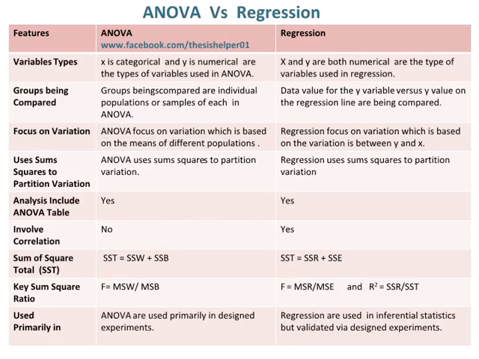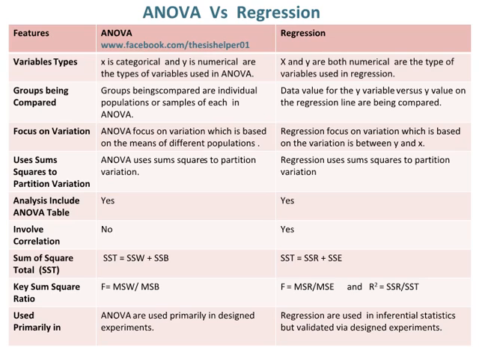X is categorical and Y is numerical are the types of variables used in ANOVA. Whereas X and Y both numerical are the types of variables used in regression. The groups being compared are individual populations or samples of each in ANOVA. Whereas the data value for the Y variable versus the Y value on the regression line are being compared.